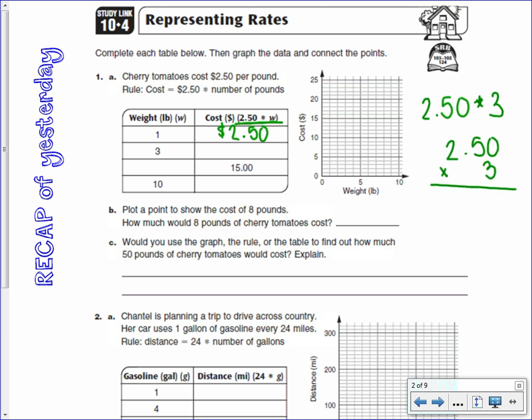Okay, we're going to do it. 3 times 0 is 0. 5 times 3 is 15. 2 times 3 is 6 plus 1 is 7. How many decimals did I have in my question? 1.